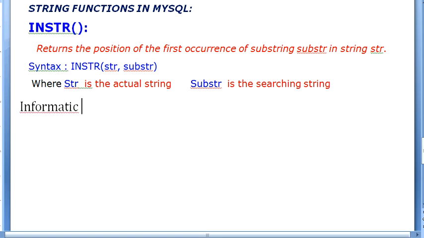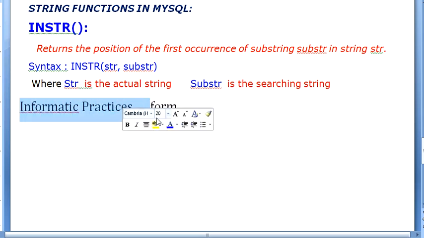Informatic practices. This may be treated as our actual string. So in this string we want to find out whether the word FORM is present or not. What do we want to search? FORM. Whether this particular word is present in this actual string or not, that we want to search.